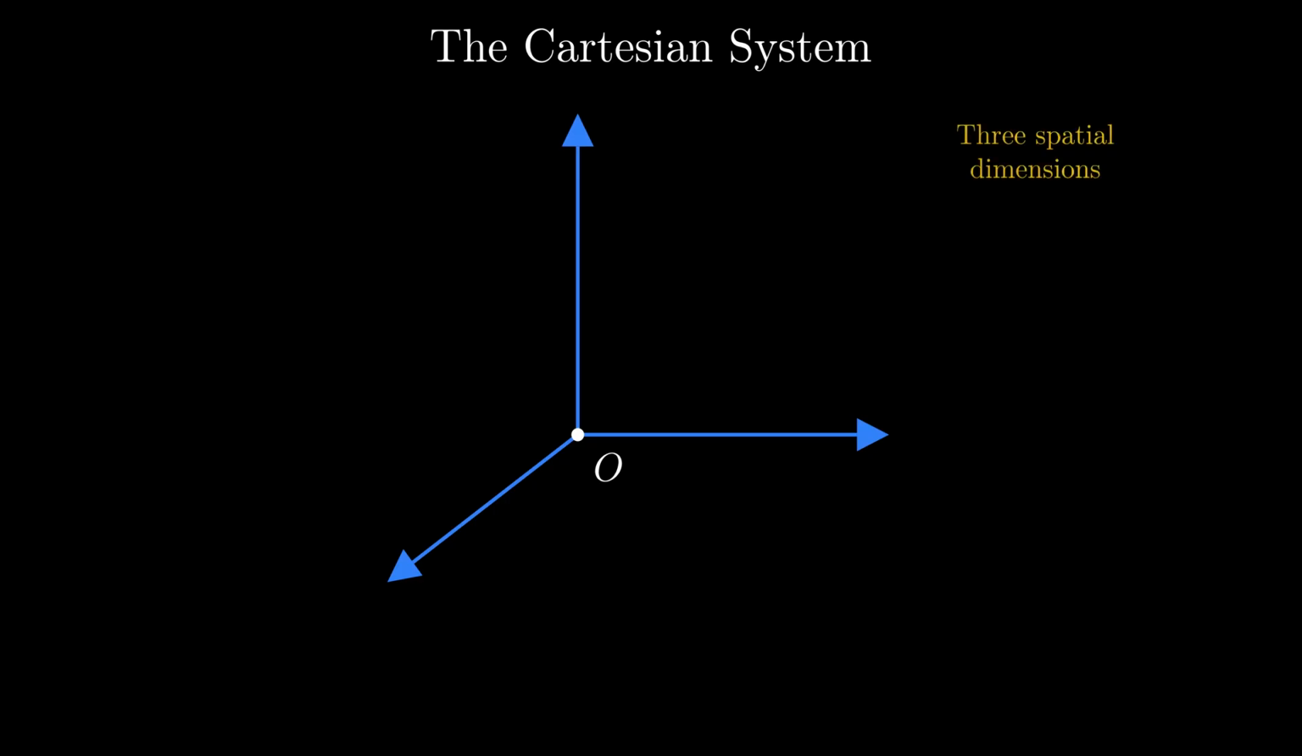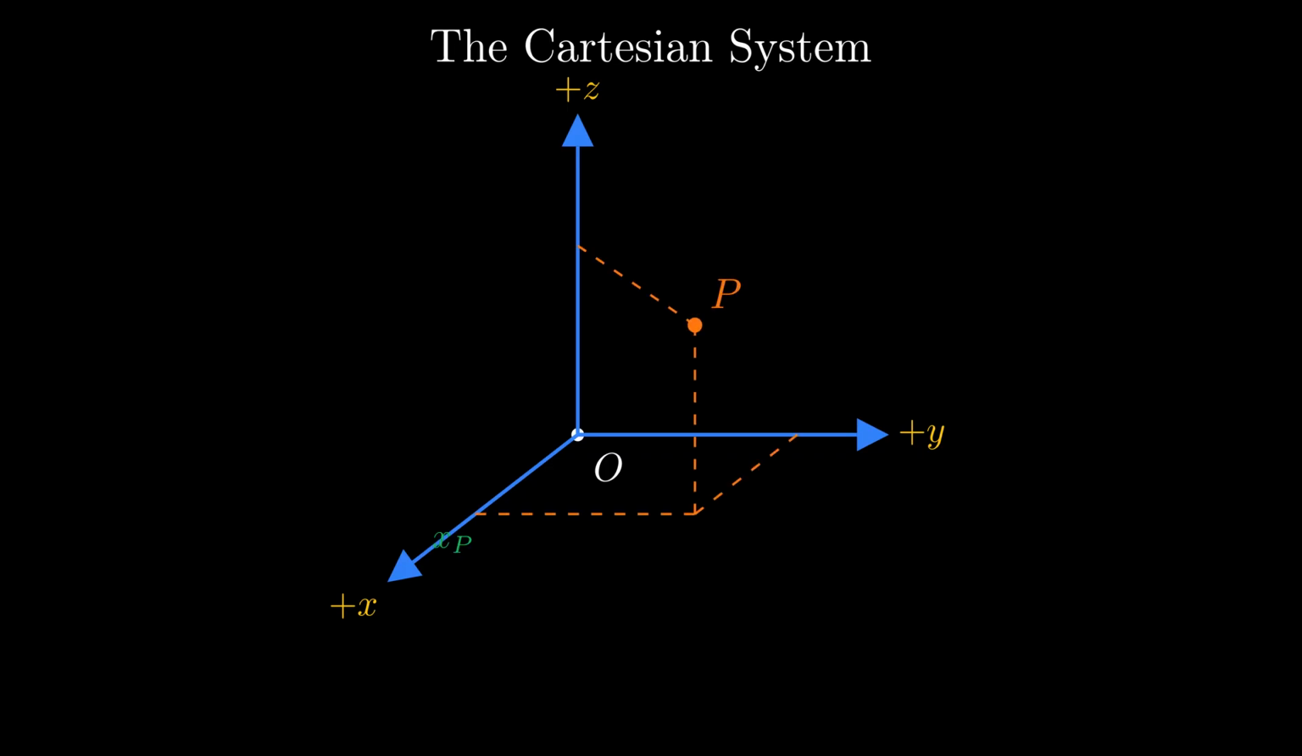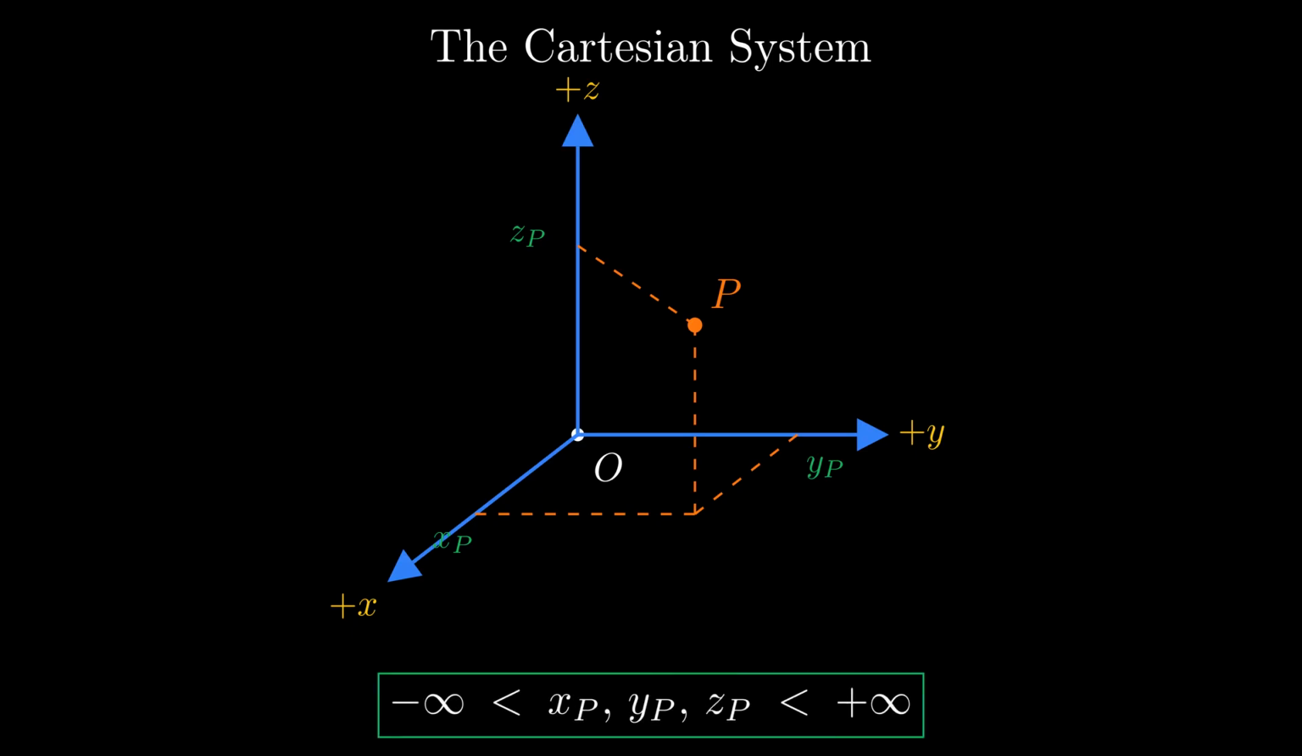Start with the Cartesian system. Choose mutually perpendicular axes that intersect at a common point, the origin O. Since we live in three spatial dimensions, we use three axes: the x-axis, the y-axis, and the z-axis, all at right angles. Each point P in space then gets a triplet of values: x_P, y_P, z_P. Each coordinate ranges from negative infinity to positive infinity.